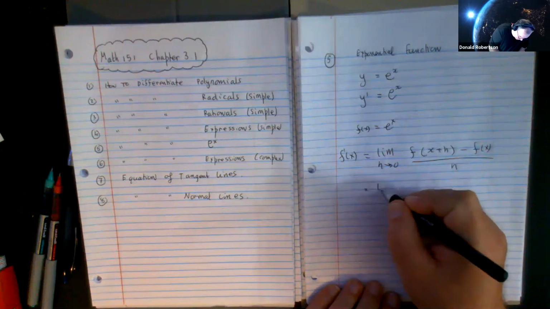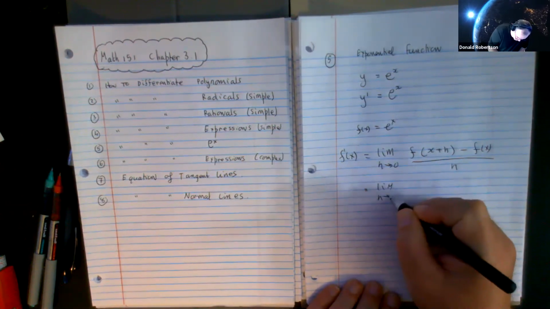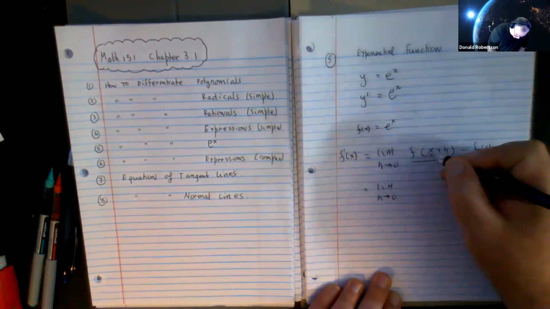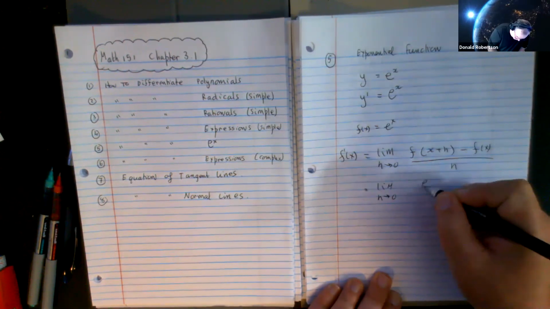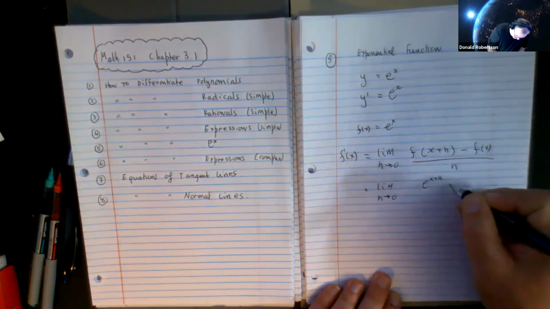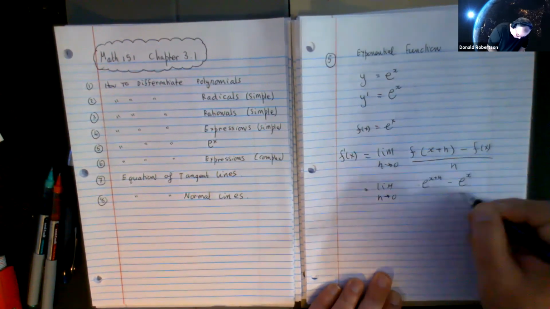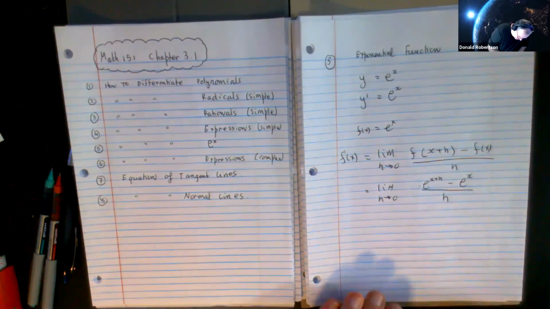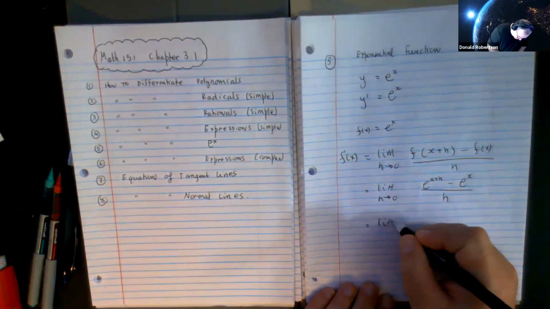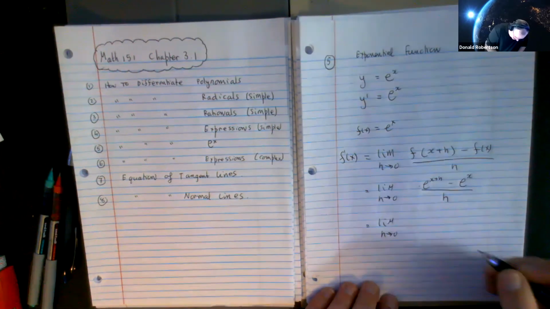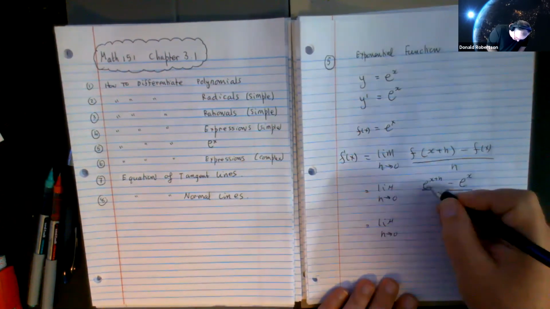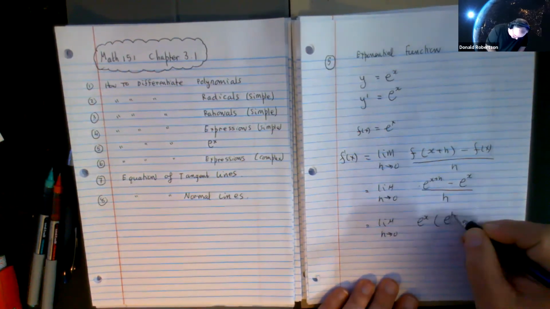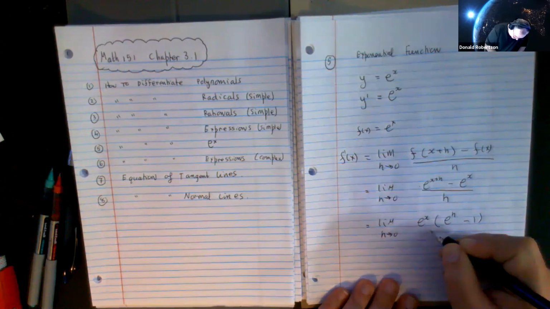Now that's going to be the limit as h tends to 0. Well, if the function's called e to the x, f of x plus h is just e to the x plus h. Take away e to the x, over h. And this is going to be the limit as h tends to 0. And I am going to pull out a common factor of e to the x. And if I do that, this is what you've now got.